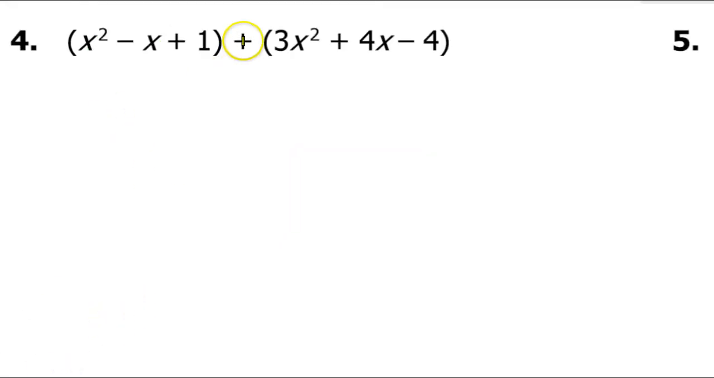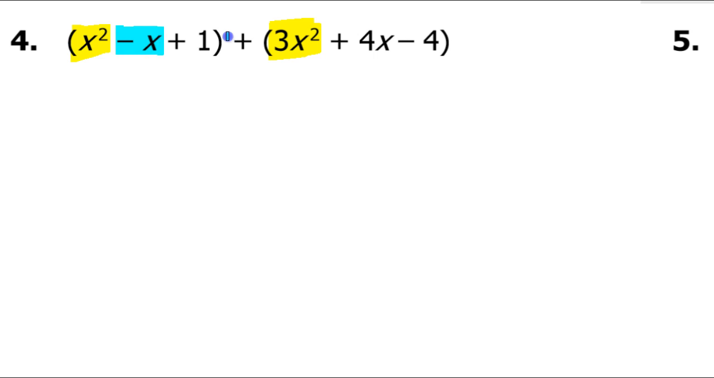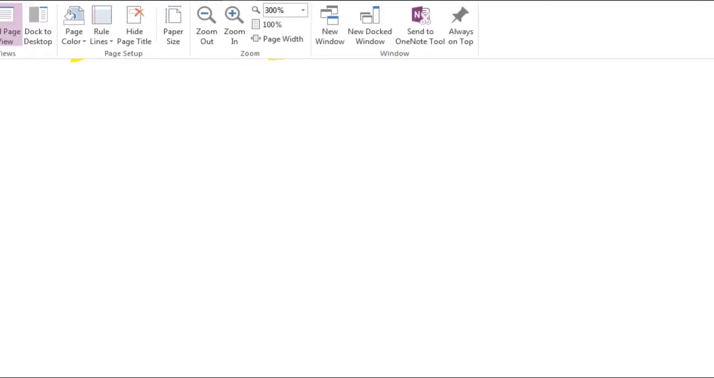Okay, number 4 is an addition problem. And in an addition problem, the parentheses do not matter. So I go straight to like terms. So these are like terms. I'm just going to put those together. Let's see, negative x and positive 4x, those are like terms. And I've got 1 and negative 4, those are like terms.